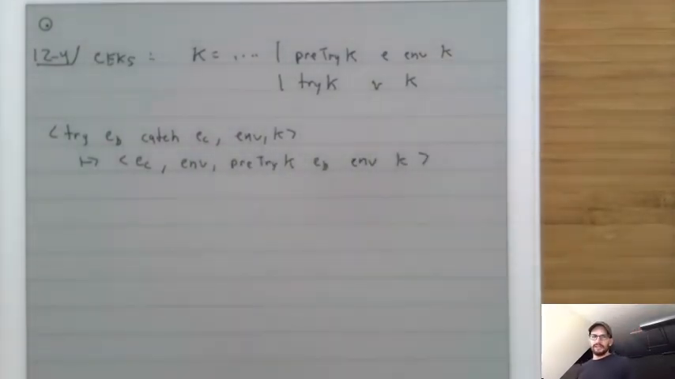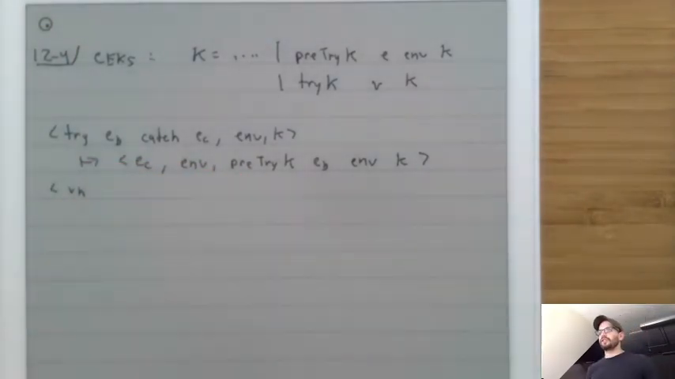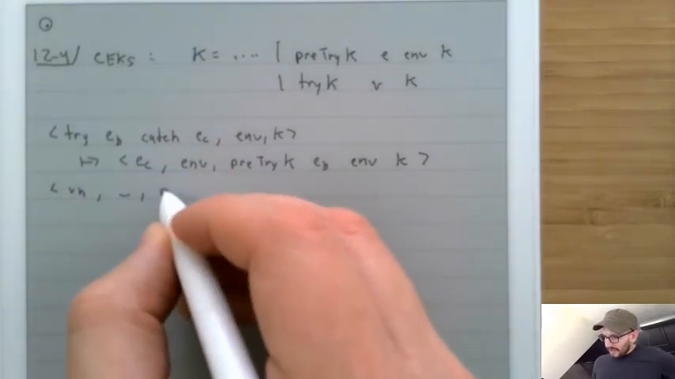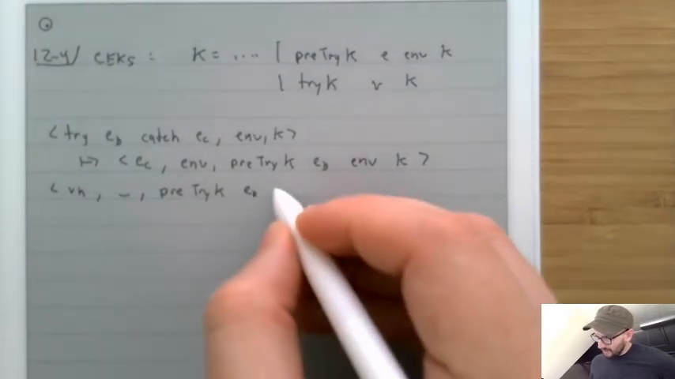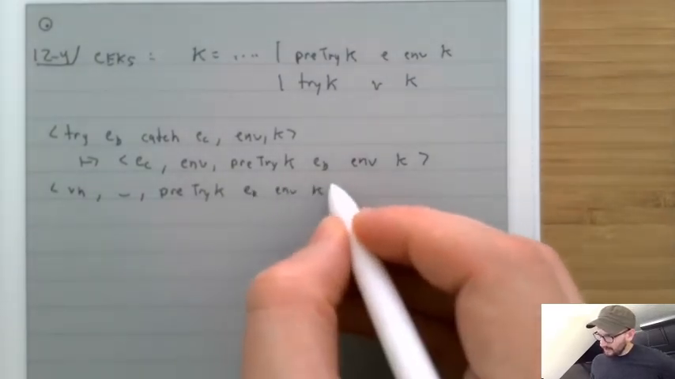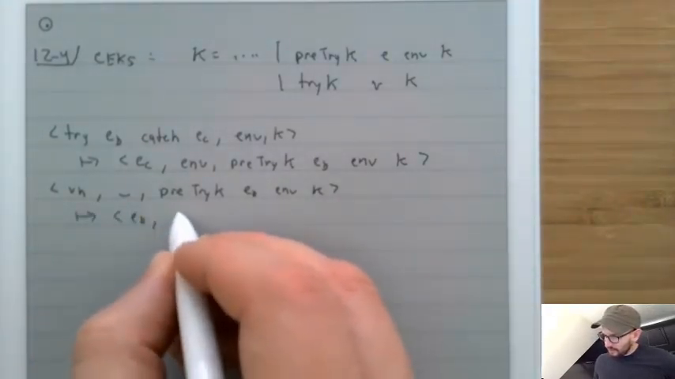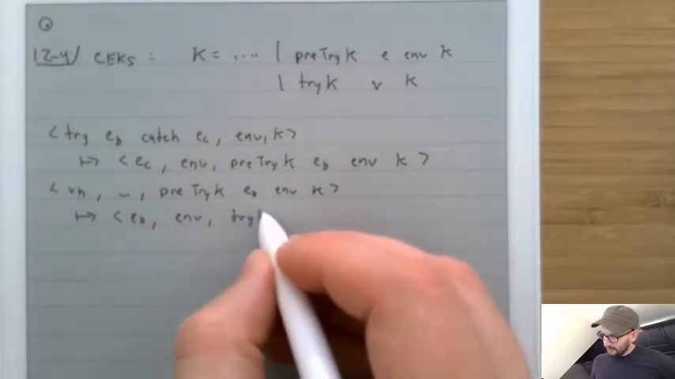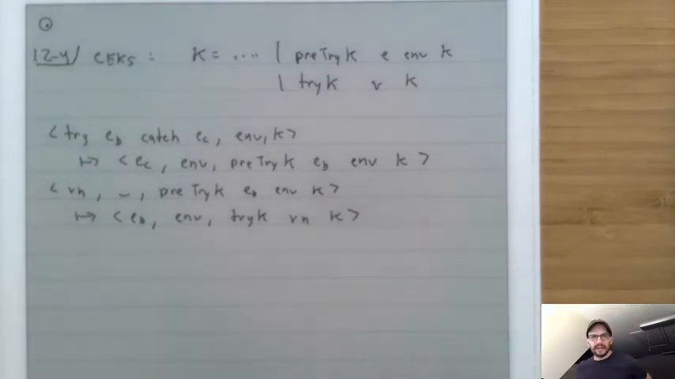Okay, eventually, that catch handler is going to be evaluated. So we'll call that VH. There's going to be an environment that we don't care about. There's going to be a pre-try K with the body, an environment, and a continuation. We're going to focus on the body, restore the environment, and then we're going to put in a try continuation that has the handler. So now that handler is saved so that we can look at it later.